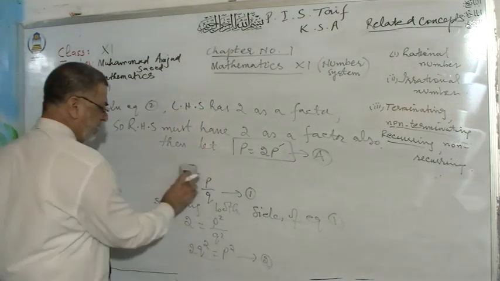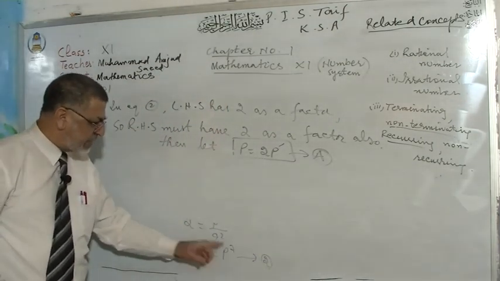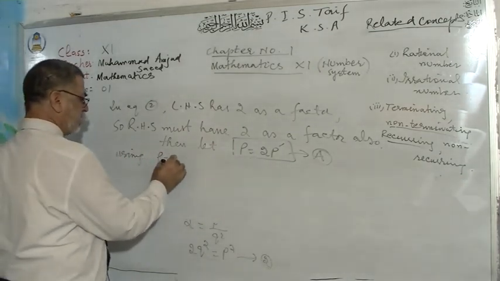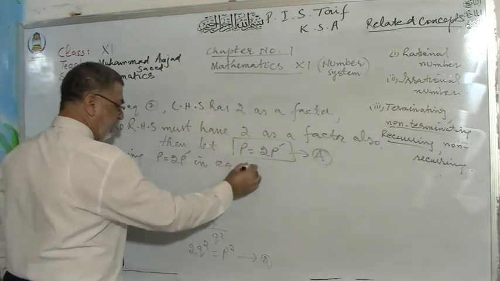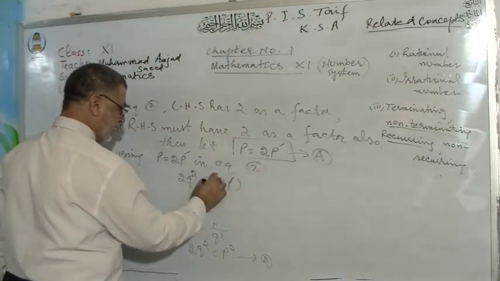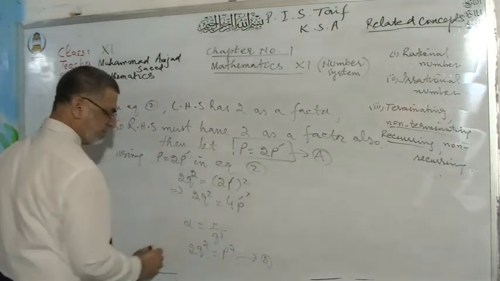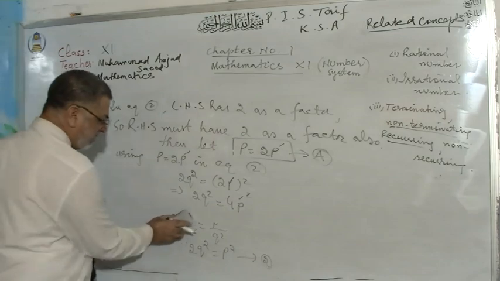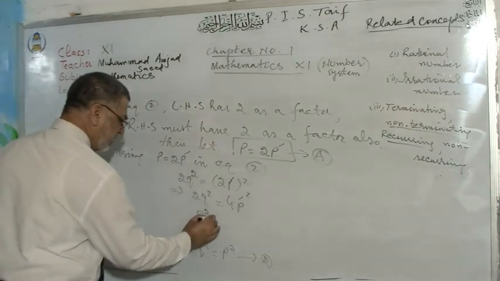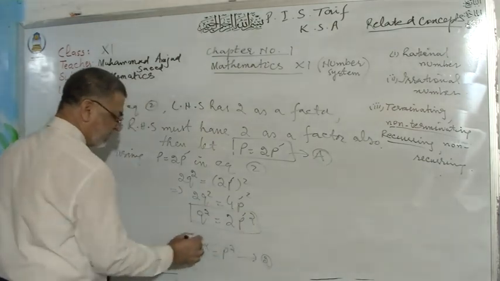Using this value of p, p is equal to 2p dash, in equation number 2: 2q square is equal to 2p dash square. That will be 2q square is equal to 4p dash square. Dividing both sides by 2, you will get q square is equal to 2p dash square. Suppose this is equation number 3.